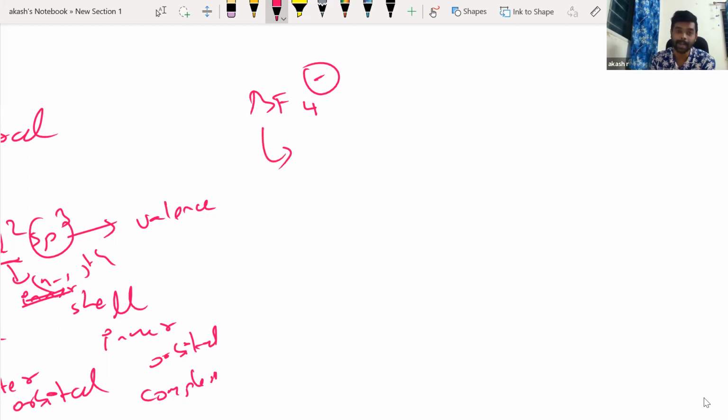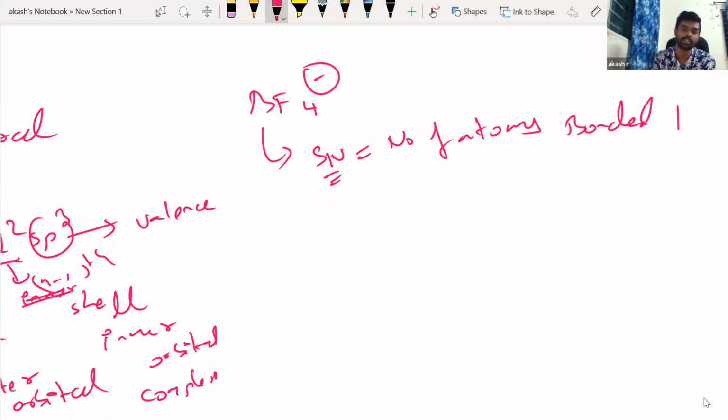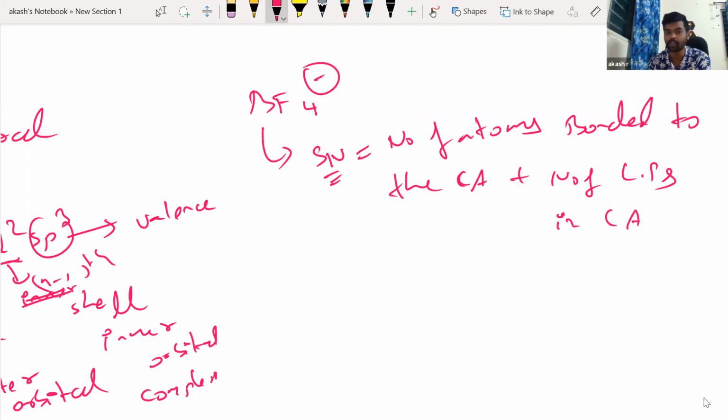Now, how do you find the hybridization here? I think you know one formula for finding hybridization, but that is not going to be useful. But anyway, I'll tell you now. There's something called the steric number. Steric number is equal to the number of atoms bonded to the central atom plus the number of lone pairs on the central atom. Okay, you have to add two things here, right?